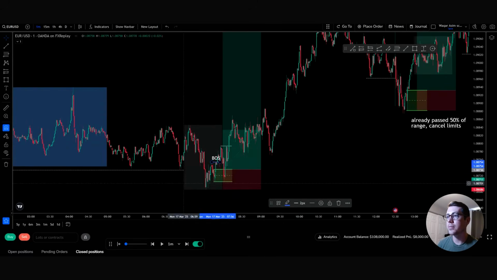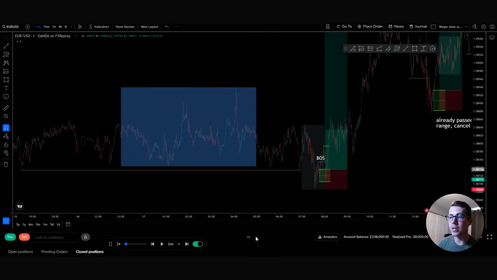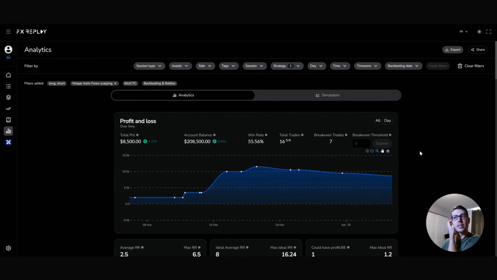Template, breakage structure, tap into the demand, and cut a nice reaction off it. So that was a really awesome win. I got through about 16 trades. I think I got through a dozen or so when I was testing this myself a little bit before.